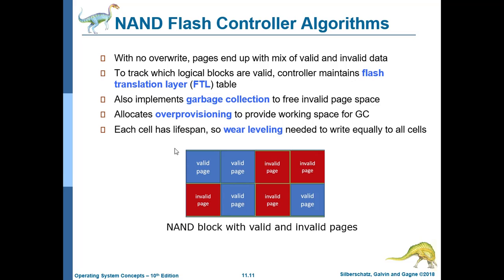So what is over-provisioning? The device sets aside a number of pages, frequently 20% of the total, as an area always available to write to. Each cell has a lifespan, so wear leveling is needed to write equally to all cells.